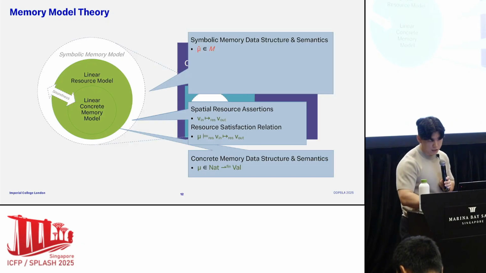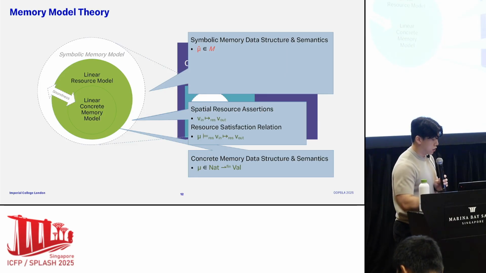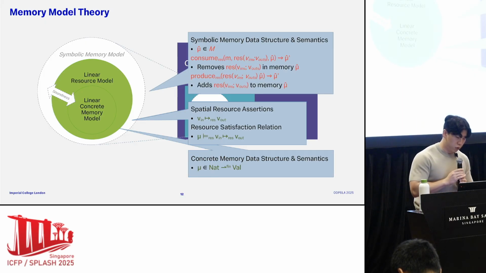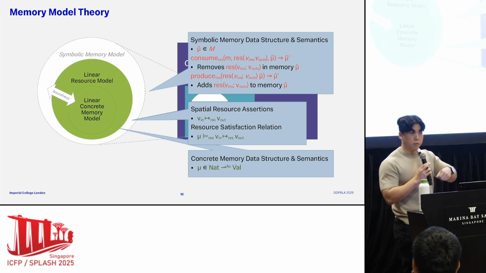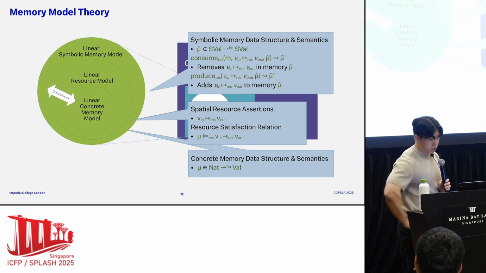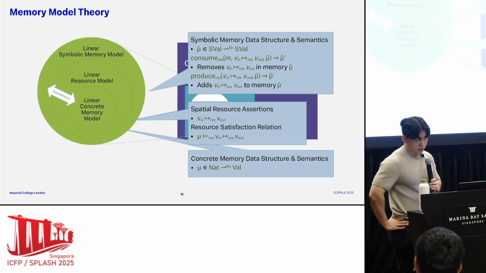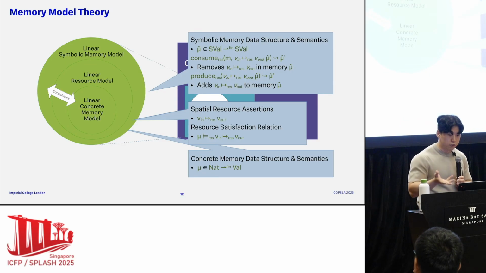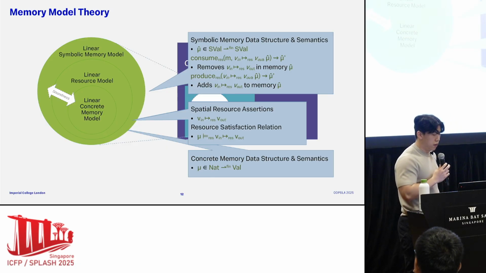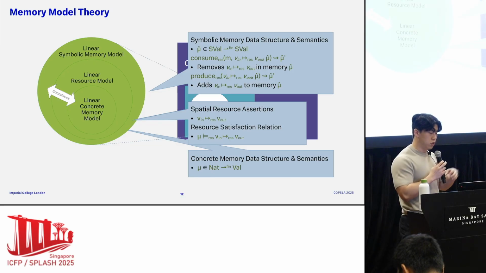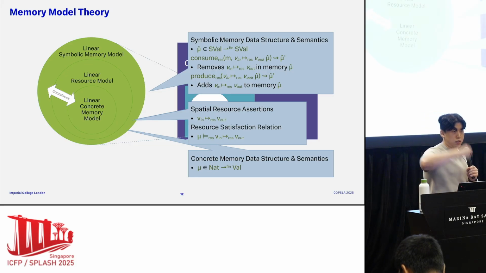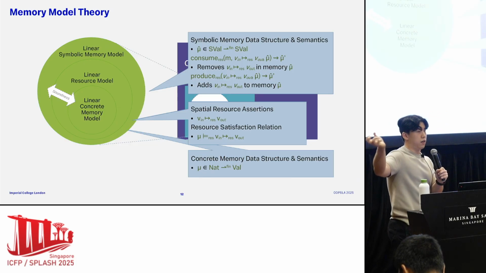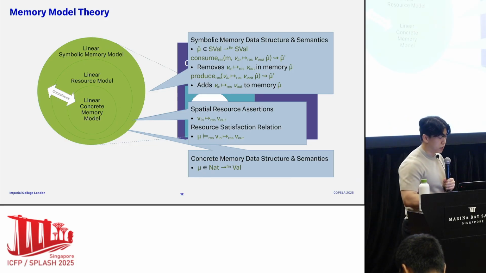And then finally, we have the symbolic memory model. It comprises the data structure and the semantics, but it also provides a way to remove or add resource assertions from and to the symbolic memory. For the linear memory model, the memory structure is just a symbolic lifting of the concrete counterpart. And for the two operations, consume and produce, it's about either removing a cell assertion from the symbolic memory, or adding a cell assertion back to the symbolic memory.